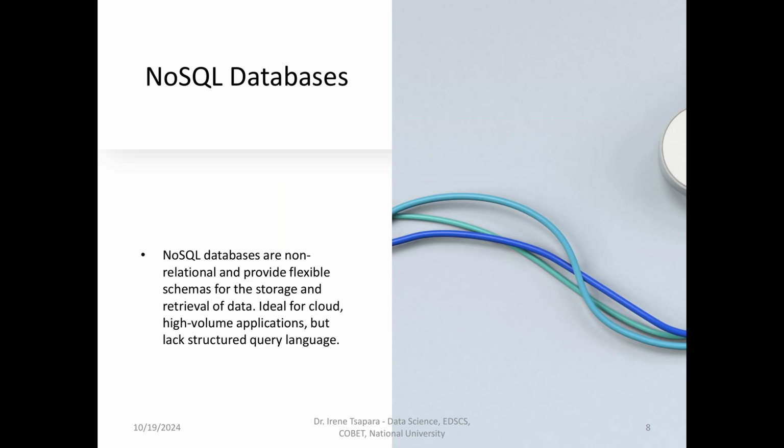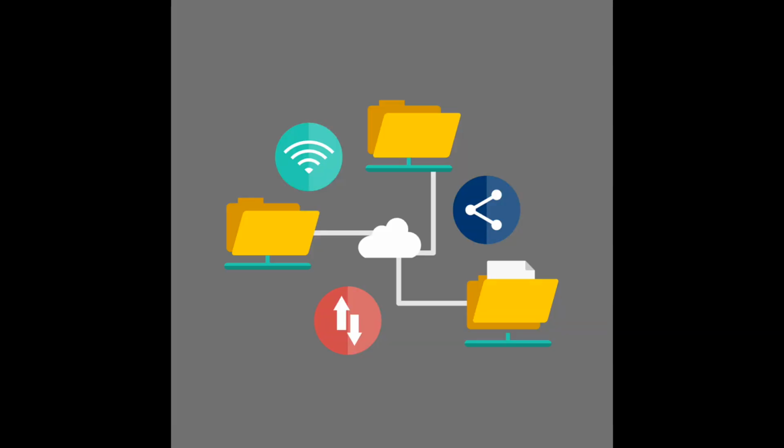NoSQL databases emerged to address limitations in relational databases, especially when dealing with high-volume, variable, or unstructured data. NoSQL stands for not only SQL and includes document, key-value, columnar, and graph-based models. These databases prioritize flexibility and scalability, making them ideal for real-time applications, social media, and big data platforms. Unlike relational databases, they often use dynamic schemas, enabling agile data modeling. While they offer performance and scalability, NoSQL systems may sacrifice data consistency, depending on the architecture.